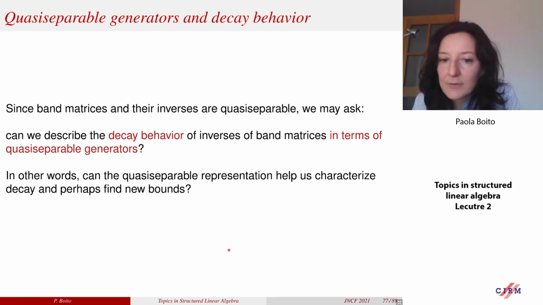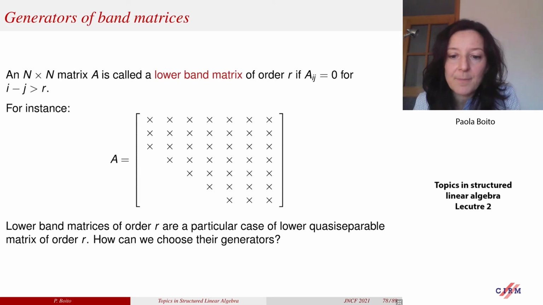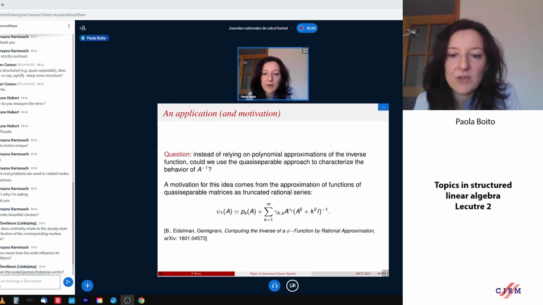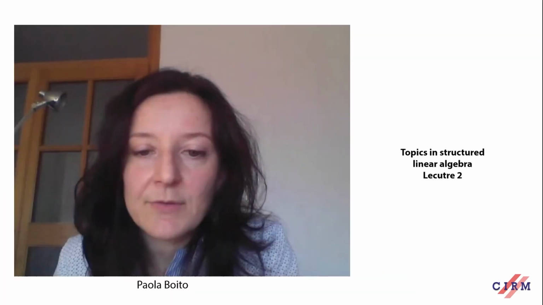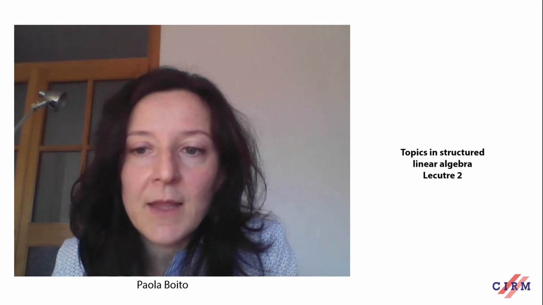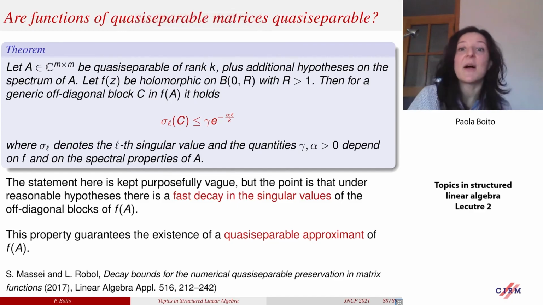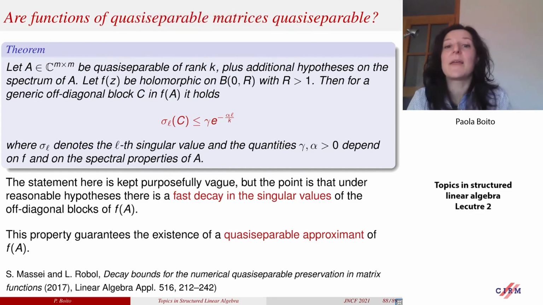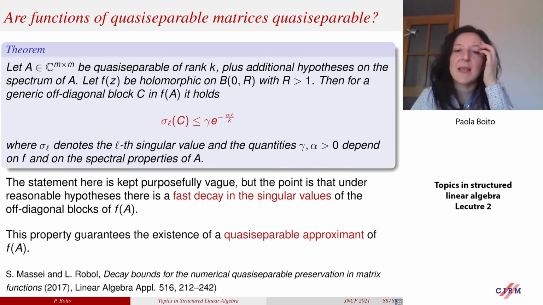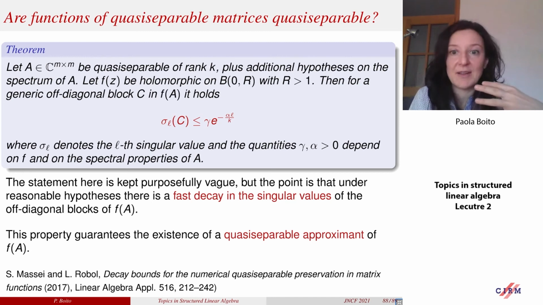And I just want to mention, so here we had something about the tridiagonal case, but just to conclude our discussion, I just want to mention a couple of properties that give a partial answer to the question of whether functions of quasi-separable matrices are quasi-separable, which was Xavier's question. So as we said, the answer is no, but an approximate structure is retained.